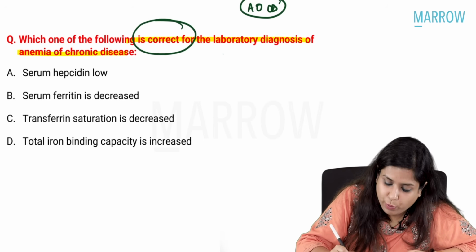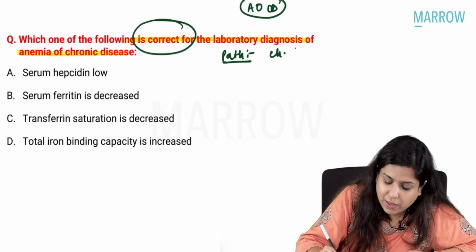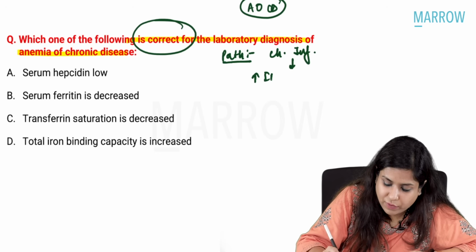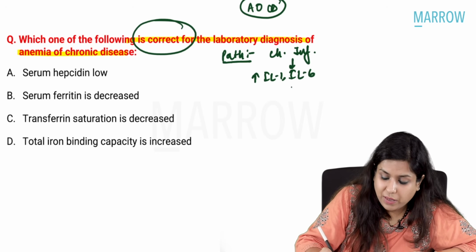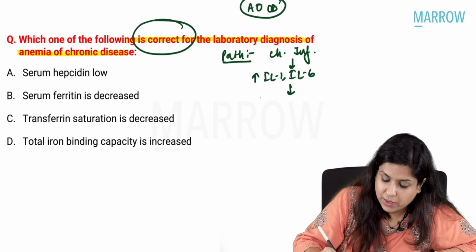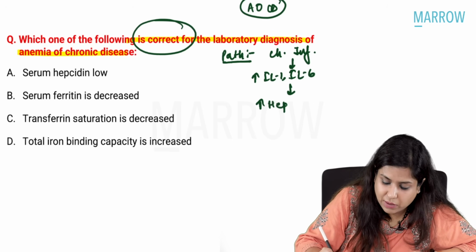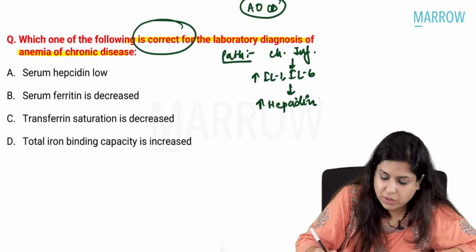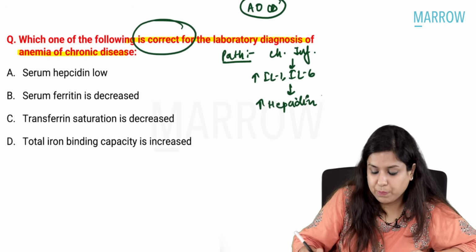What is important for you people is the pathogenesis. So they say that in chronic infections there is increased level of cytokines like IL-1, IL-6, right? When the level of these cytokines increases, it increases the level of this molecule called hepcidin.